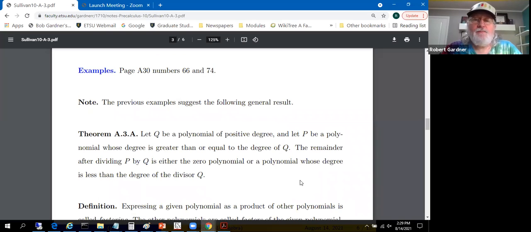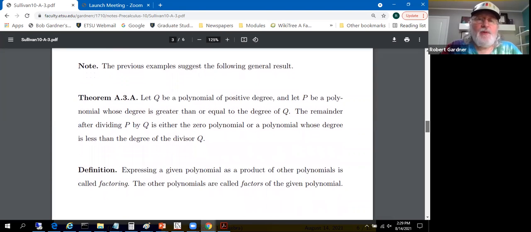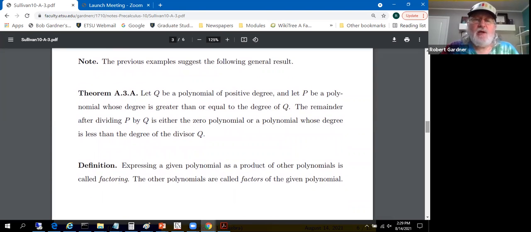Back to the notes. All right. We're going to discuss division backwards. We're going to discuss factoring. This is multiplication backwards. We want to take a polynomial and factor it and write it as a product of other polynomials.